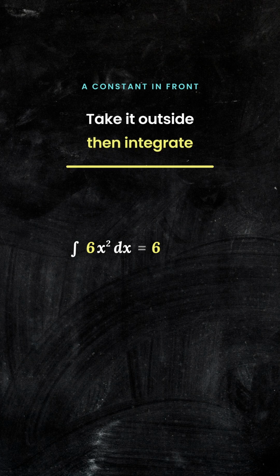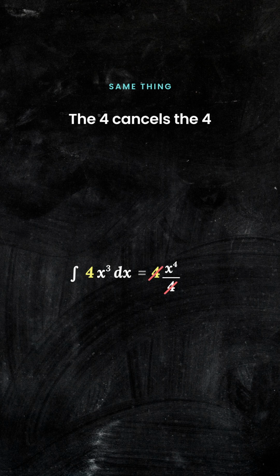Okay, if there's a constant before the function, that is 6 with x squared, we take the 6 outside the integral as is and integrate the x squared. It becomes x cubed divided by 3, then plus the constant c. Now we have 6 divided by 3 equals 2, a simple division operation. Same thing here, we take the 4 outside, then do x to the power of 4 divided by 4, the 4 cancels with the 4 and we say plus the constant c.